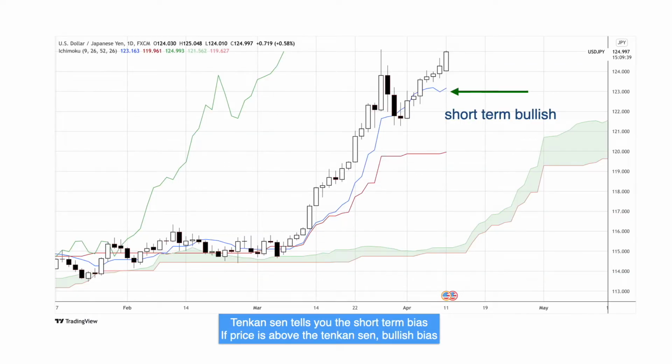The Tenkan Sen is the fastest of all the indicators. It provides a short-term support and resistance. If price is above the Tenkan Sen line, the short-term bias is bullish. The Tenkan Sen also shows the strength of the short-term momentum. The steeper the slope of the Tenkan Sen, the stronger the momentum. In this chart, the line is steeply sloped upward, showing strong upward momentum.